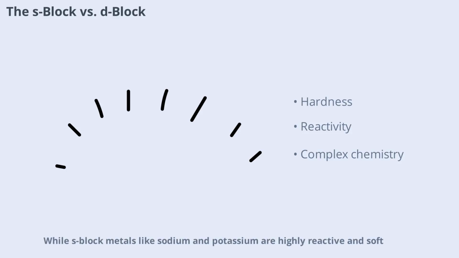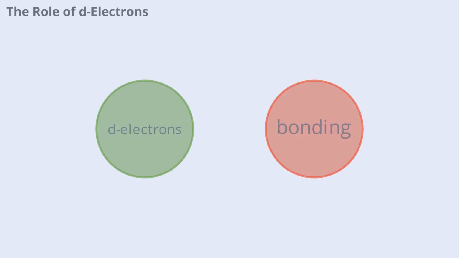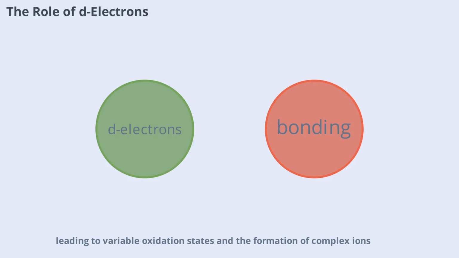While S-block metals like sodium and potassium are highly reactive and soft, D-block metals are harder, less reactive, and have more complex chemistry. This difference is largely due to the involvement of d electrons in bonding and chemical reaction. D electrons in transition metals are responsible for many of their distinctive properties. These electrons can participate in bonding, leading to variable oxidation states and the formation of complex ions. They also contribute to the metallic luster, electrical conductivity, and magnetic properties that make these metals so valuable.